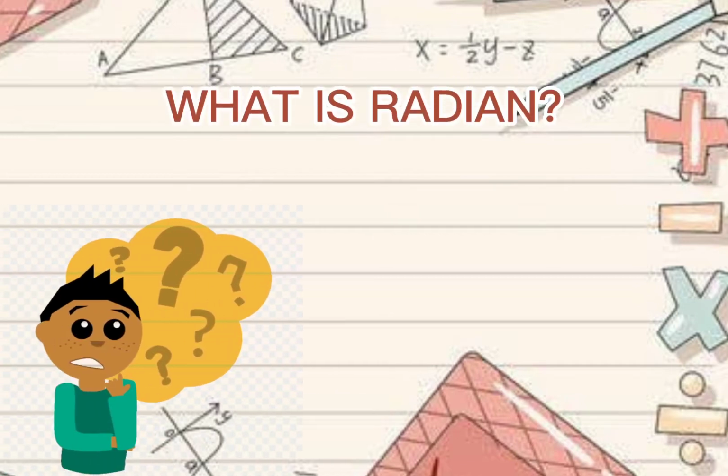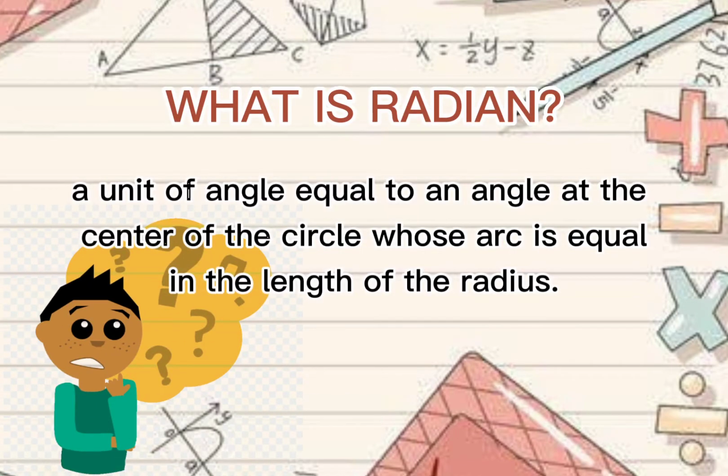So, what is a radian? A radian is a unit of angle equal to an angle at the center of a circle whose arc is equal in length to the radius.